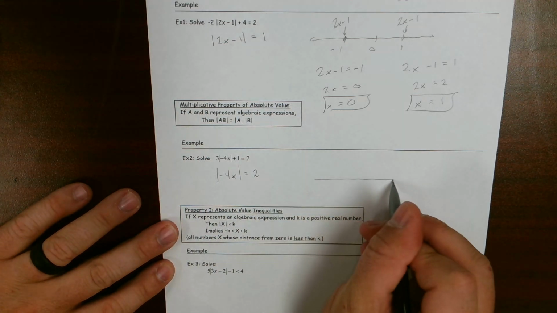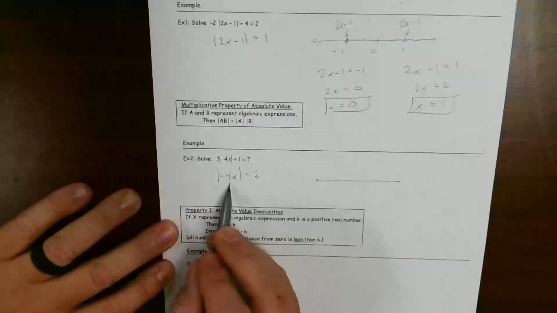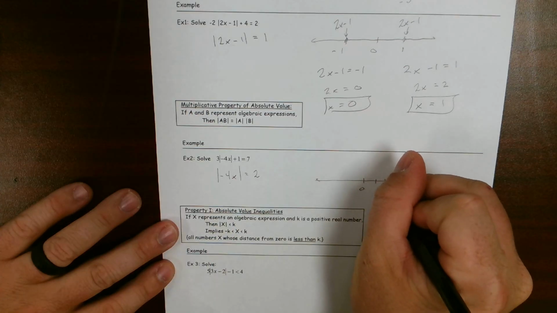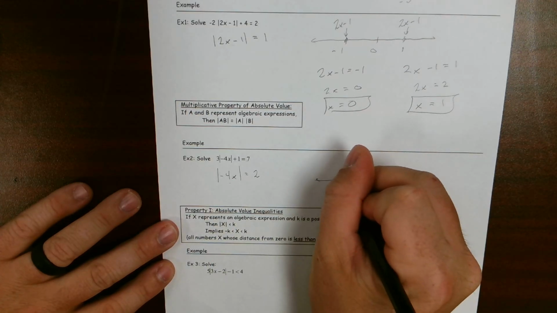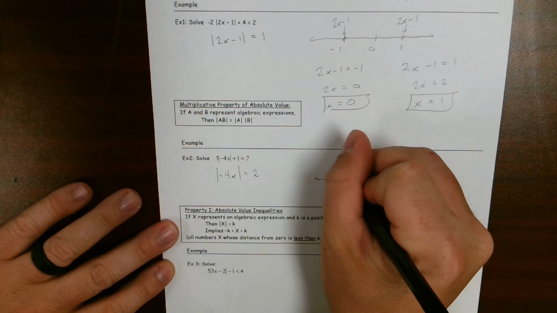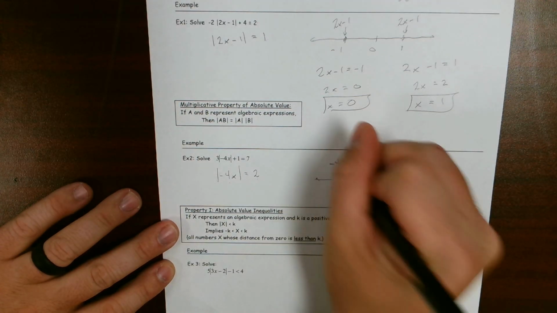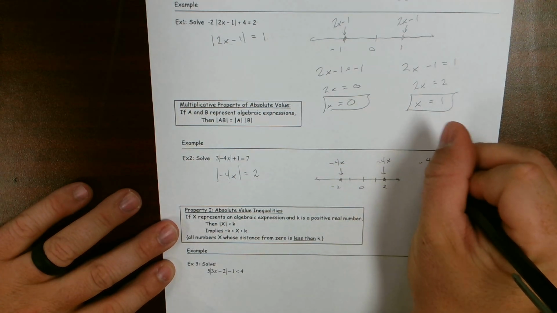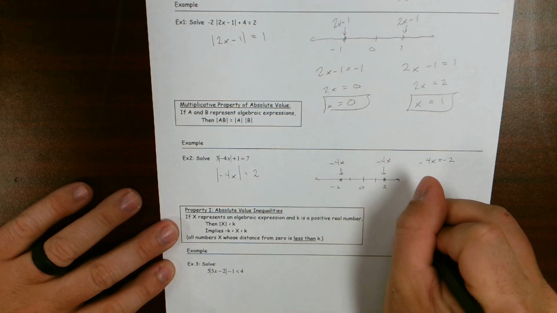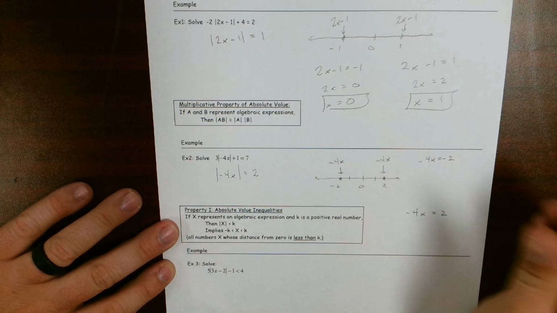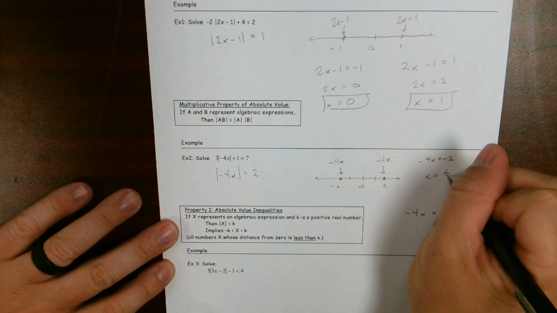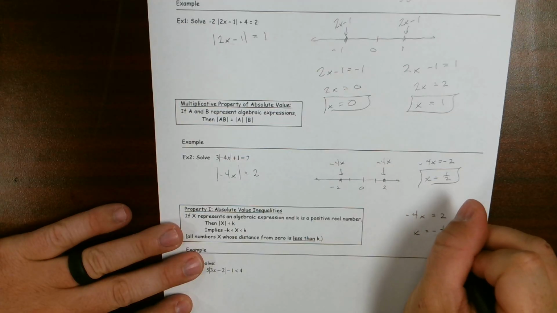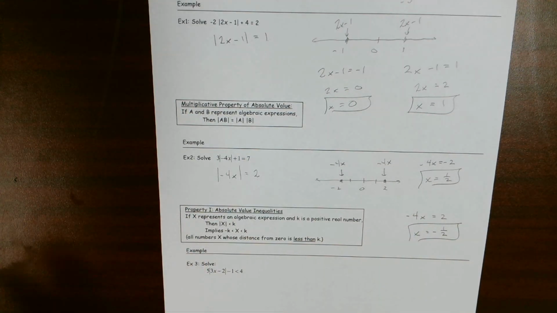Okay, so all that means is that the distance that -4x is away from 0 is 2. So there's 0, there's 2, there's -2, you can put some dots, whatever. But -4x is either at -2 or -4x is at 2. So that's how we're getting our two equations to solve. Now we divide by -4, you get x is equal to 1/2 is one of your answers. And if you divide by -4, you get x is equal to -1/2 as your second answer.